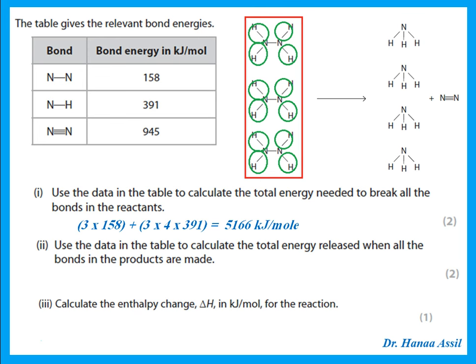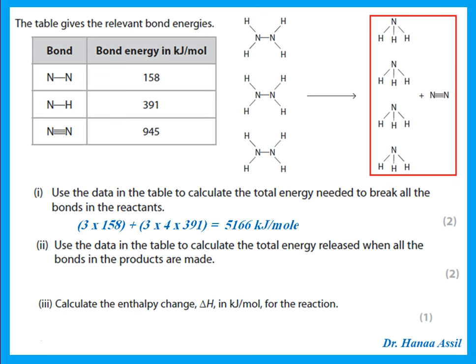Then use the data in the table to calculate the total energy released when all the bonds in the products are formed. Remember, when we form bonds in the products, they give out energy. So when we're breaking bonds in the reactants, we need to give it energy. When bonds are formed in the products, they give out energy. So what kind of bonds do we have formed in the products?